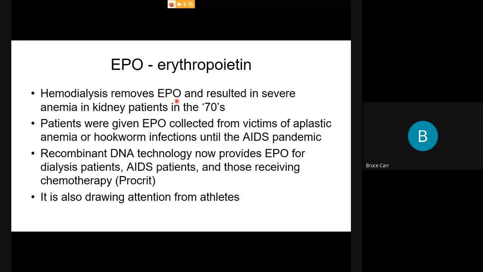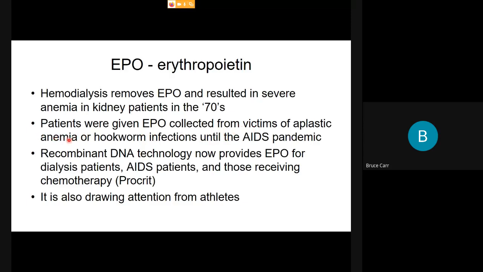Erythropoietin is something that's had some attention as a result of some medical treatments. Dialysis, the ability to keep a person alive when their kidneys are failing, was introduced, and the dialysis machine turns out to differentially remove EPO. So it causes anemia in the 70s. This was an undesirable and unanticipated effect.